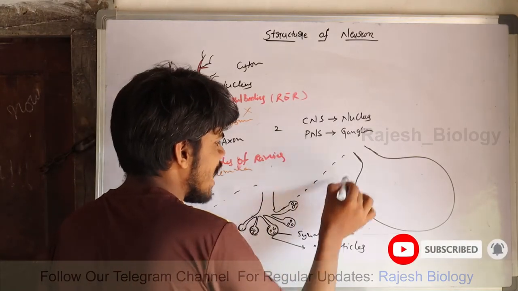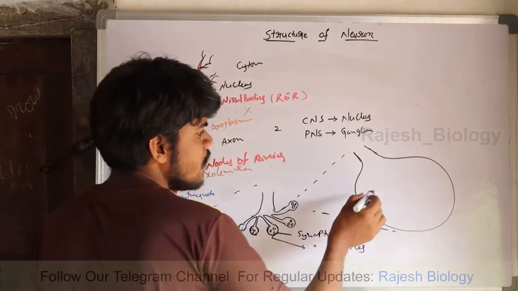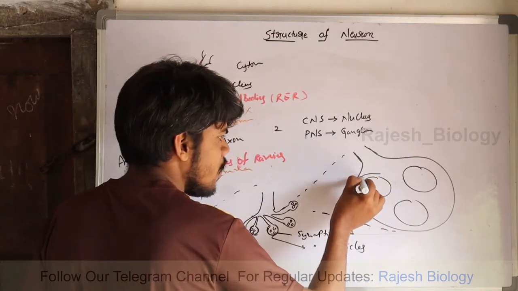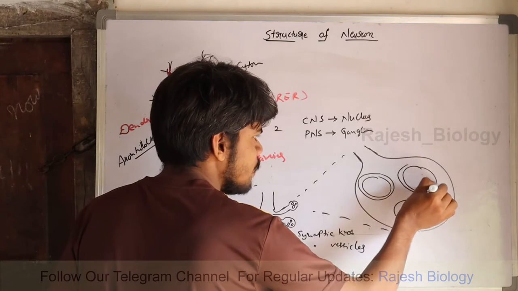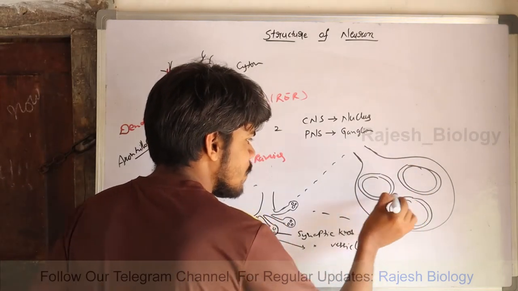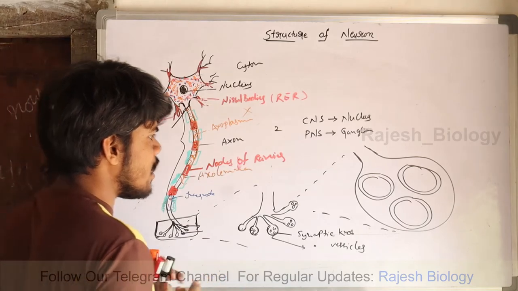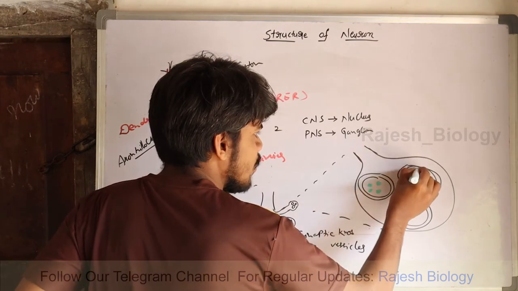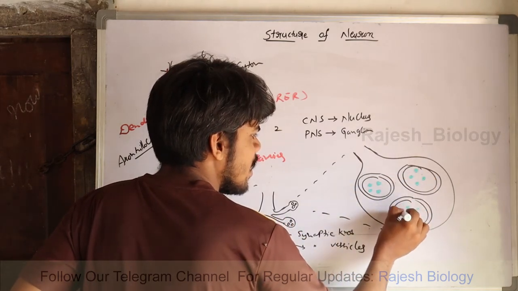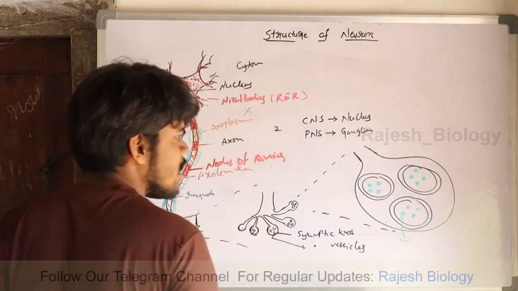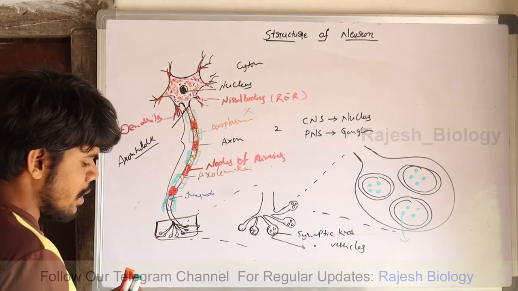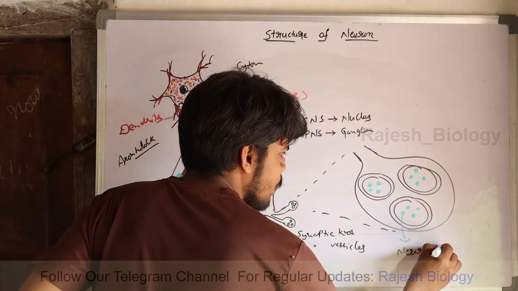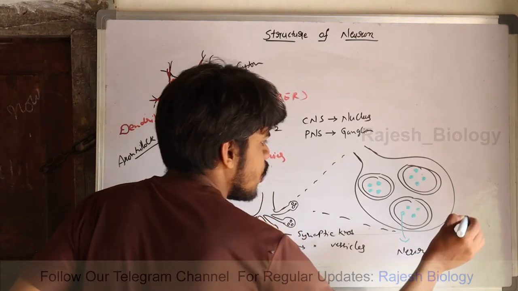When we enlarge the synaptic knob, the synaptic bulb, it has so many vesicles like this, synaptic vesicles. Each synaptic vesicle has some chemicals, and these chemicals are known as neurotransmitters.